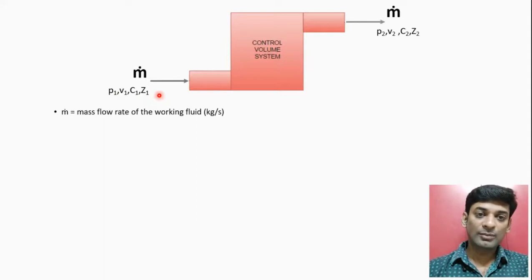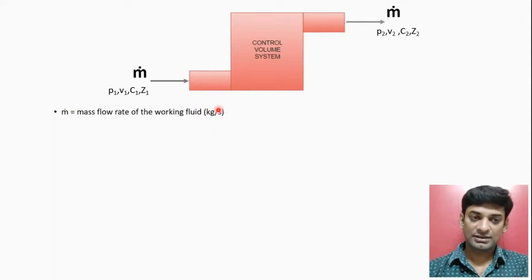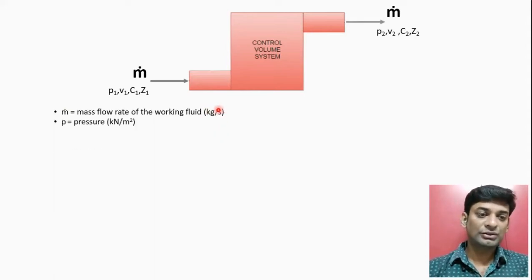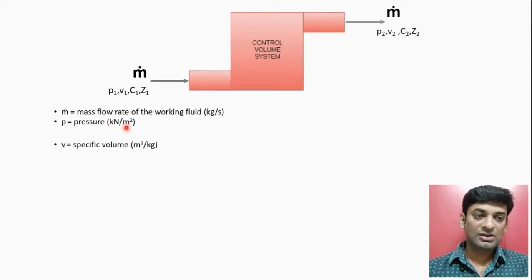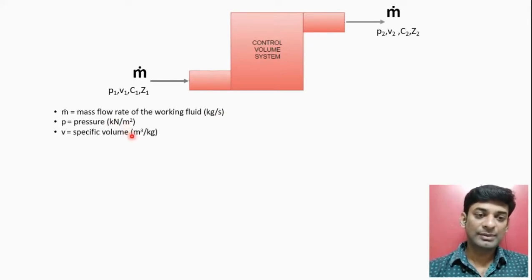Now, we are going to see about the units. For mass flow rate, the unit should always be taken as kilogram per second. For pressure, the unit should always be kilonewton per meter square. For specific volume, the unit is meter cube per kilogram. You know that for volume, the unit is meter cube and the naming is capital V. If it is a specific volume, it should be denoted with a small v, that is lowercase v.